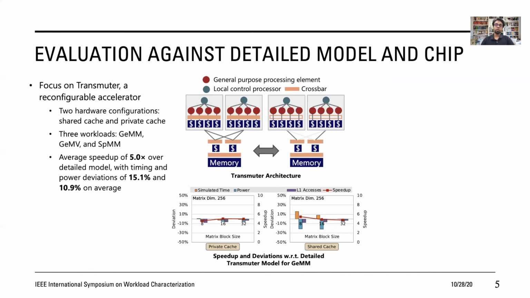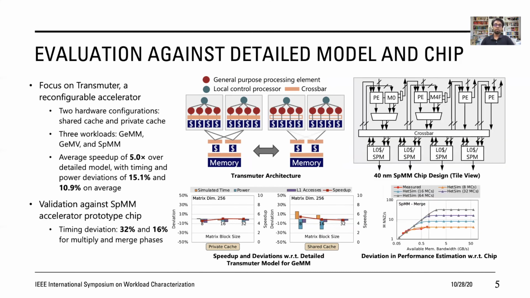Our experiments show an average speedup of 5x over the detailed model for this architecture, with timing deviation of 15% and power deviation of 11% on average. We also validated HetSim against a fabricated SpMM accelerating chip, and the evaluation against the chip shows timing deviations of 32% and 16% for the two phases of the algorithm.